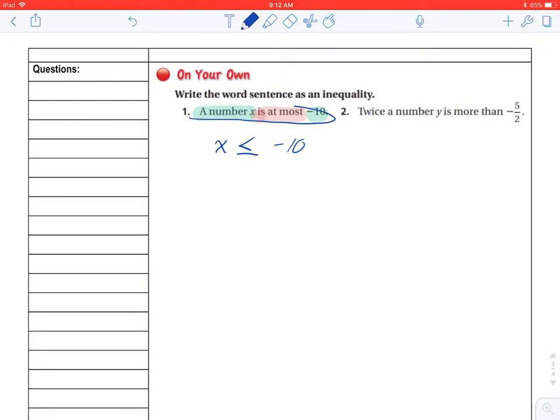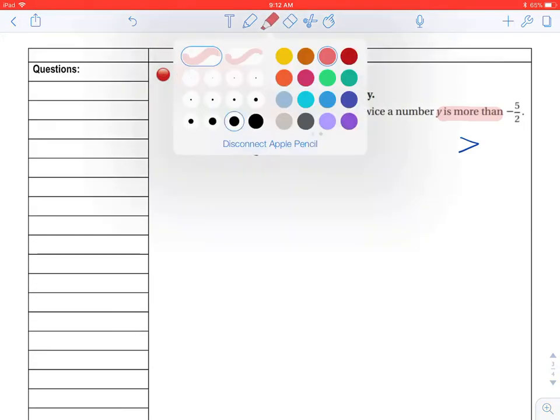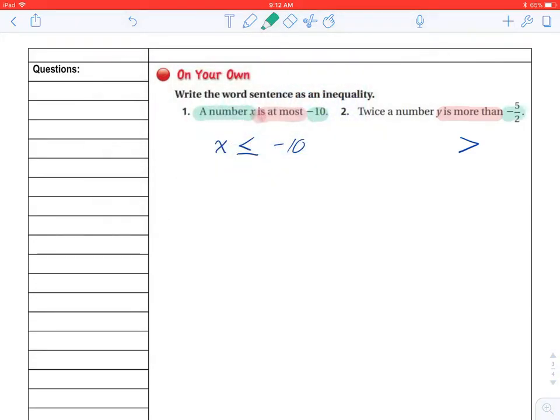This is your word sentence, and then this is now your inequality that represents that word sentence. For number two, I saw that most people do already recognize what is more than looks like. That's a greater than sign. And then over here on the right side expression, -5/2, that one's pretty straightforward. So I saw all of you get that.